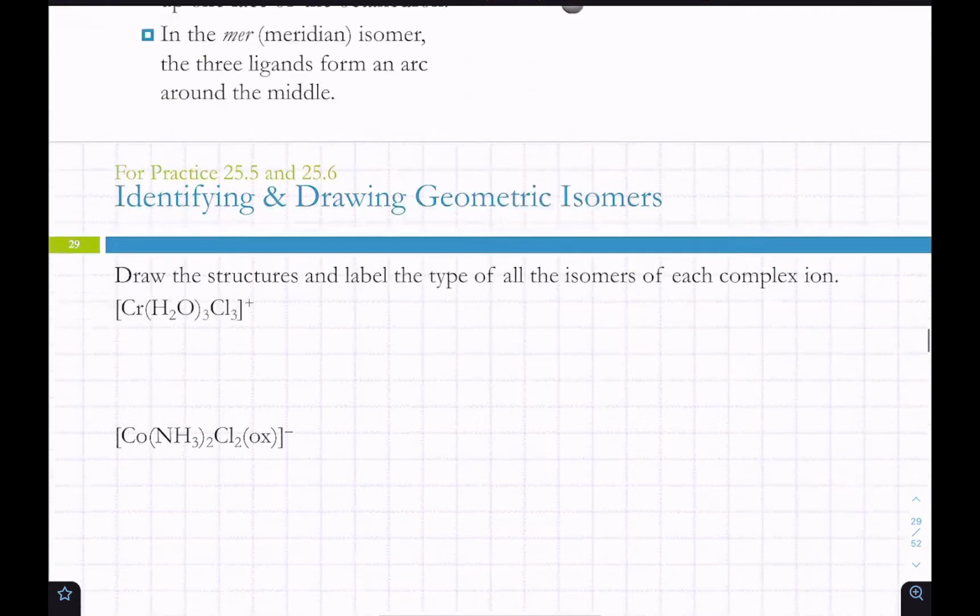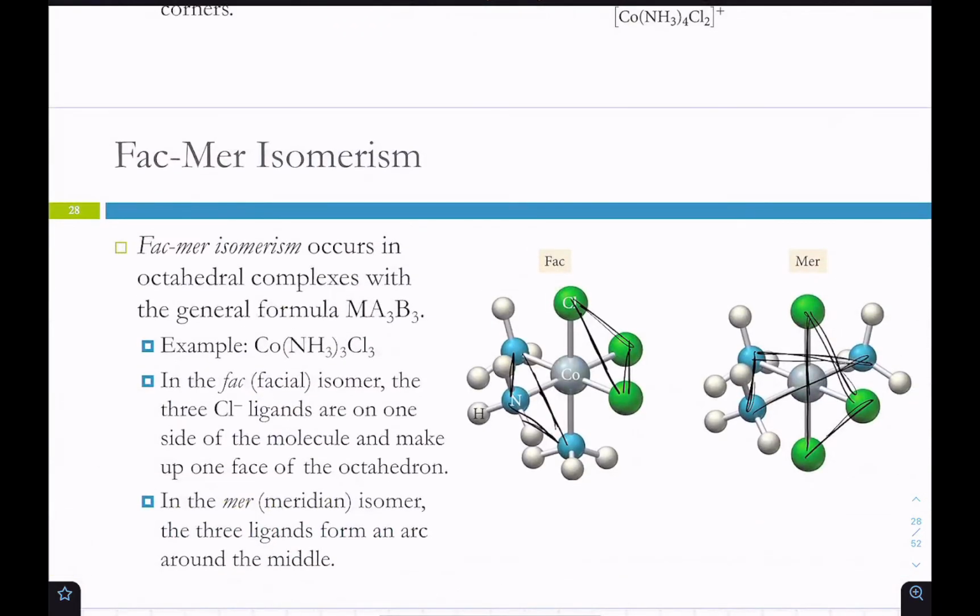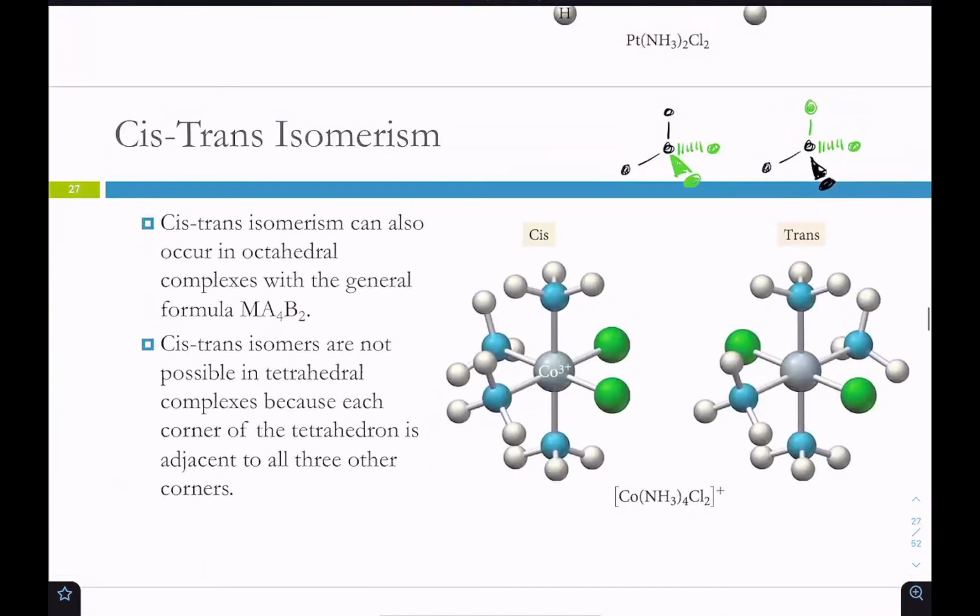Part of identifying these, though, is recognizing which configurations are possible based on the number of each type of ligand. So if we have this A3B3, so 3 of each type, then you can have FAC-MER isomerism. If you don't have that, you can't have that type of isomerism because you'd end up with 2 and 4. If you have 2 and 4, then the only type of isomerism you can have in an octahedral complex is cis and trans.